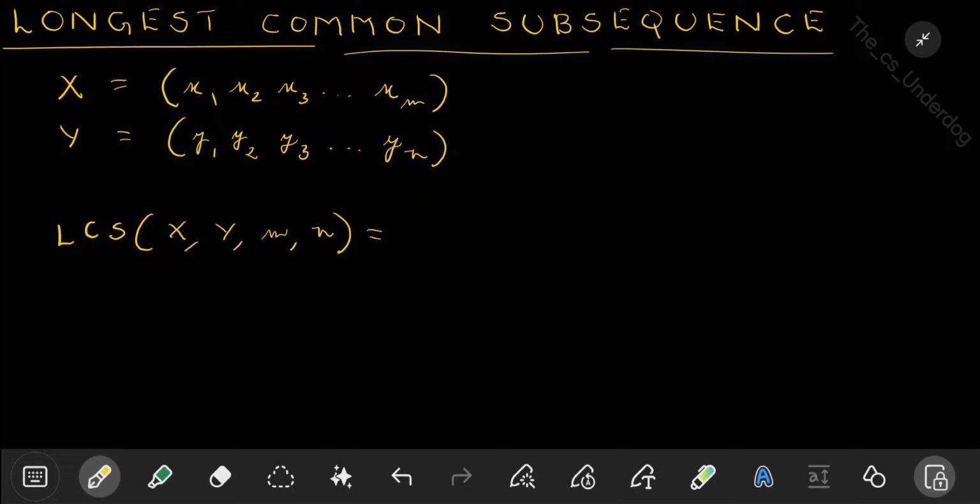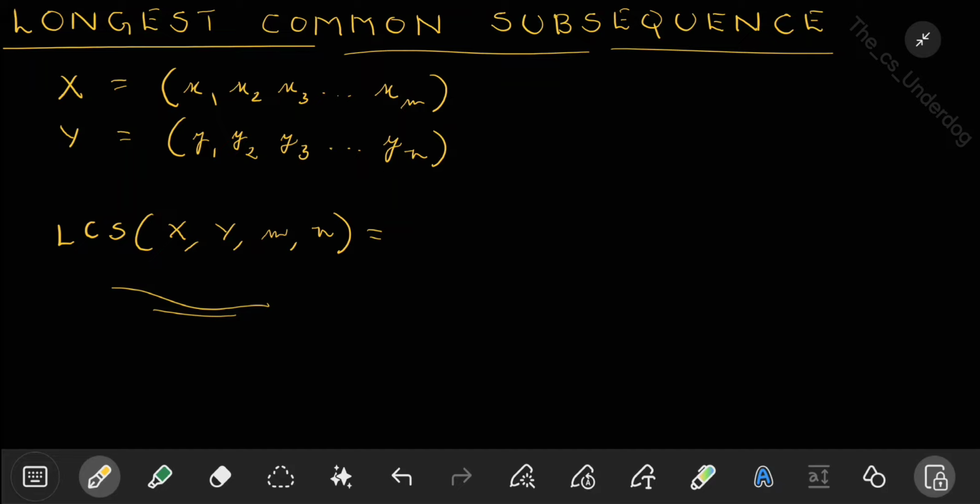So think about this. We have two strings, one is X, one is Y. What should be the smaller problems so that the larger problem of identifying the longest common subsequence, which is called LCS of X, Y, M, N, can be resolved?